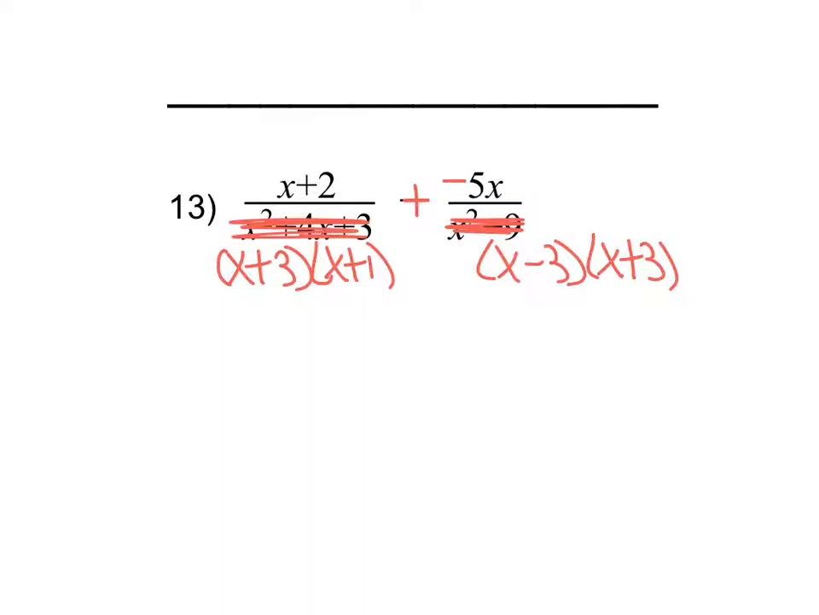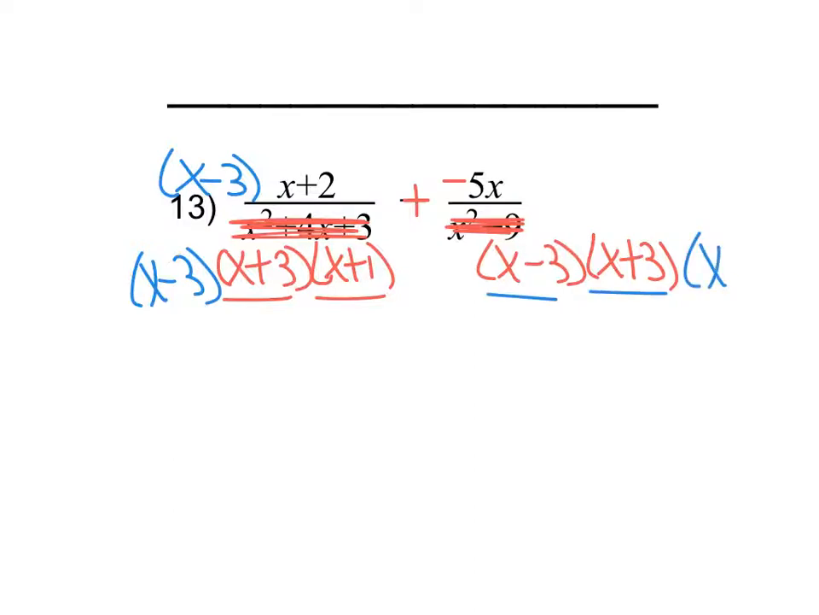So I need to have an x plus 3, an x minus 3, and an x plus 1 in both of my denominators. Well, the one on the left, I have an x plus 3 and I have an x plus 1. What I'm missing is an x minus 3. So I need to multiply the top and the bottom by x minus 3. On the right, I have an x minus 3, I have an x plus 3. What I'm missing is an x plus 1. So I need to multiply the top and the bottom by x plus 1.